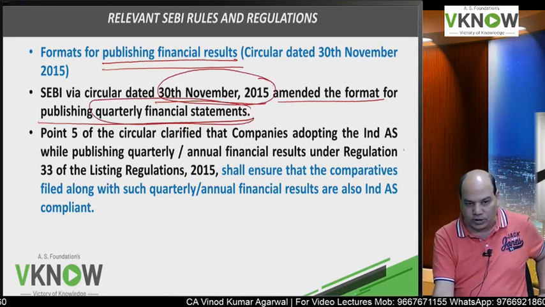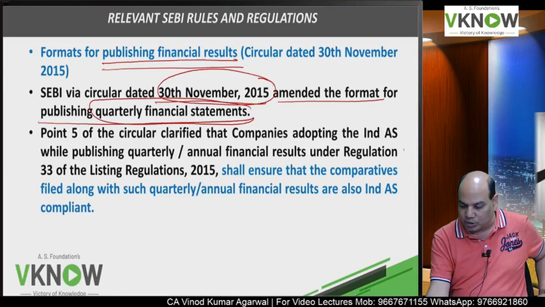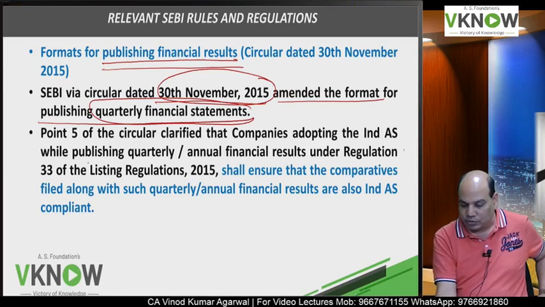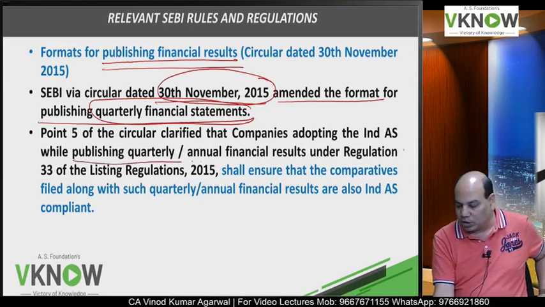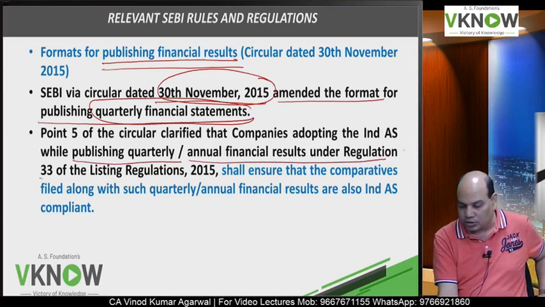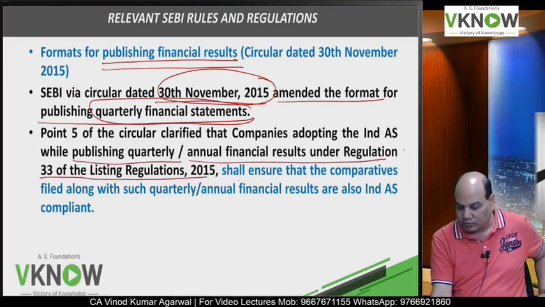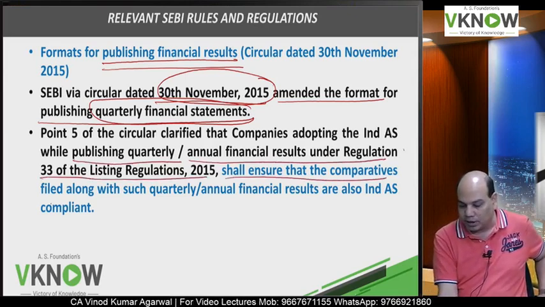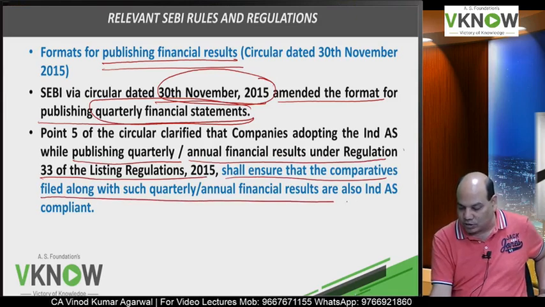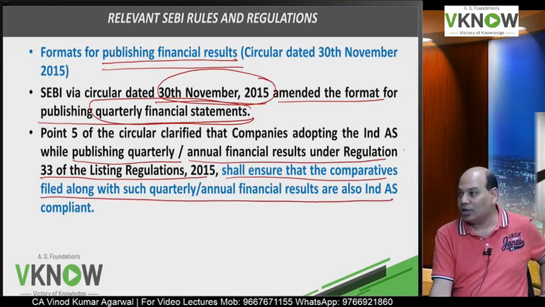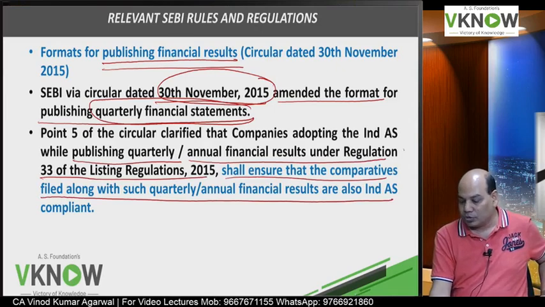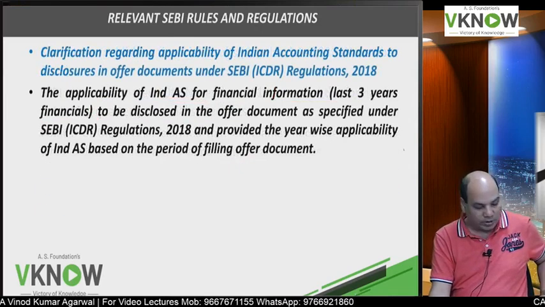Point 5 of this circular clarified that companies adopting Ind AS, while publishing quarterly or annual results under regulation 33 of the listing regulations, shall ensure the comparatives filed along with such results are also Ind AS compliant. So even the comparatives will be as per Ind AS.